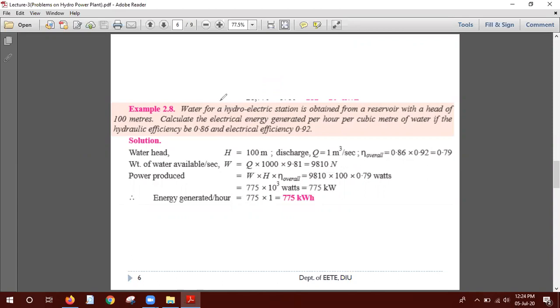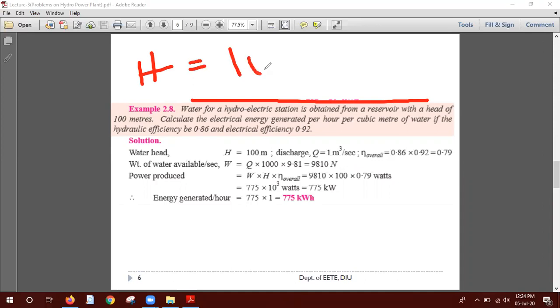In this 2.8 example, you can read that the water for a hydroelectric power station is obtained from a reservoir with a head of 100 meters. That means head is given, H equals 100 meters. Calculate the electrical energy generated per hour. That means 1 hour is given here. 1 hour is important. Per hour, per cubic meter of water. That means the flow is cubic meter. Okay.